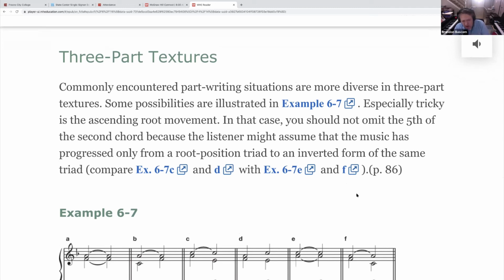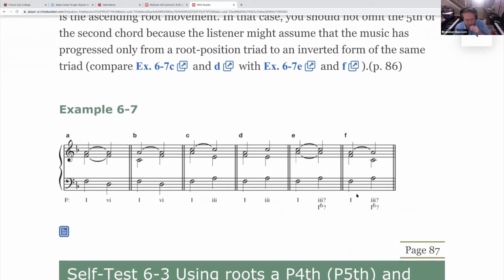Let me read that again. Compare example 6-7, C, and D with example 6-7, E, and F. So this is tricky. So we'll get there in a second. Let's look at A and B first. I'm going from a 1 chord to a 6 chord in the key of F. So I have FAC going to DFA. And we have 2 common tones. The F and the A and the F and the A. You with me?